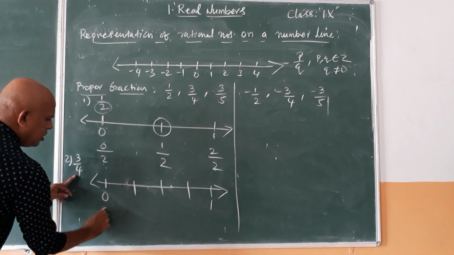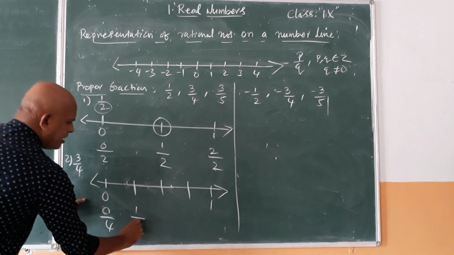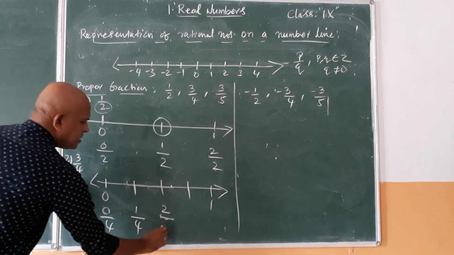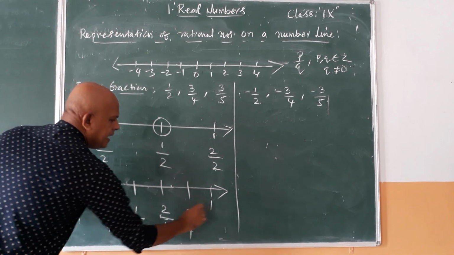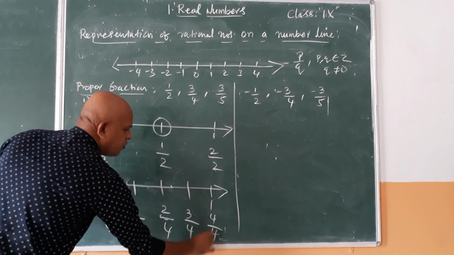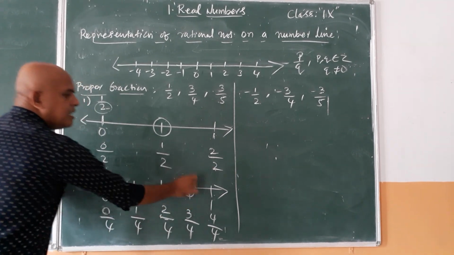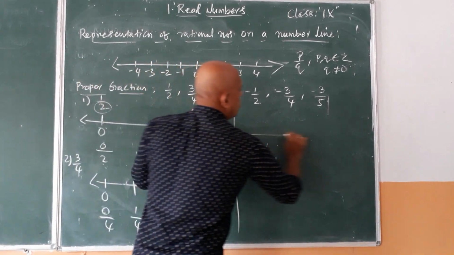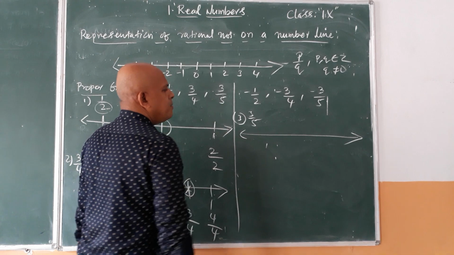Here 0 by 4 is 0, next 1 by 4, next 2 by 4, next 3 by 4, and next 4 by 4. 4 by 4 gets cancelled, giving 1. We need 3 by 4, and this is 3 by 4 on the number line. Now the third one we are taking is 3 by 5.